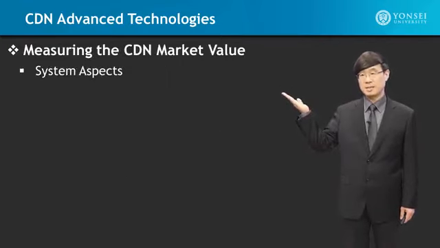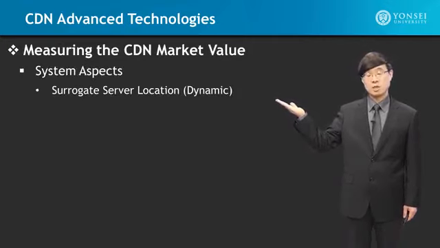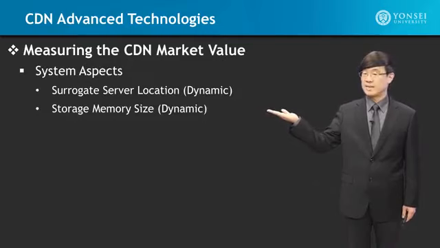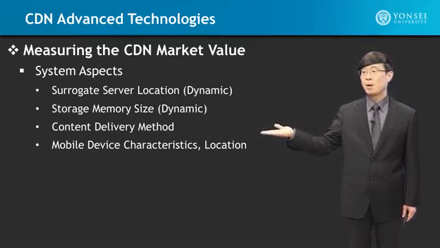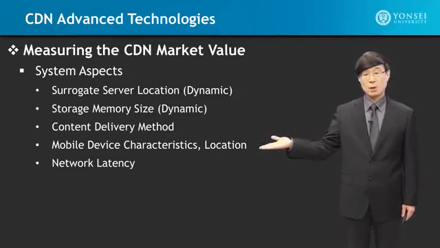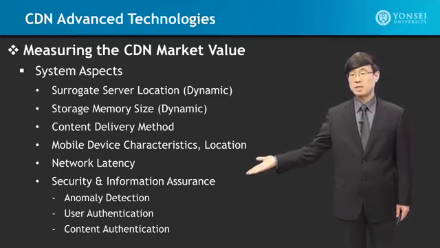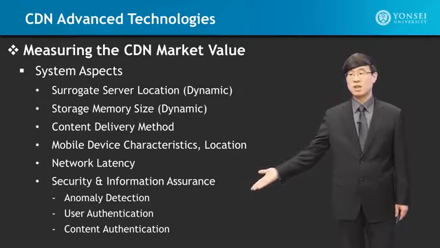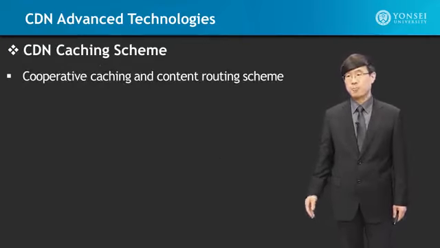System aspects in measuring the CDN market value. Surrogate server location, this is dynamic. Storage memory size, also a dynamic feature. Content delivery method, mobile device characteristics and their location, network latency, security and information assurance based on anomaly detection, user authentication, content authentication. All of these are system aspects.